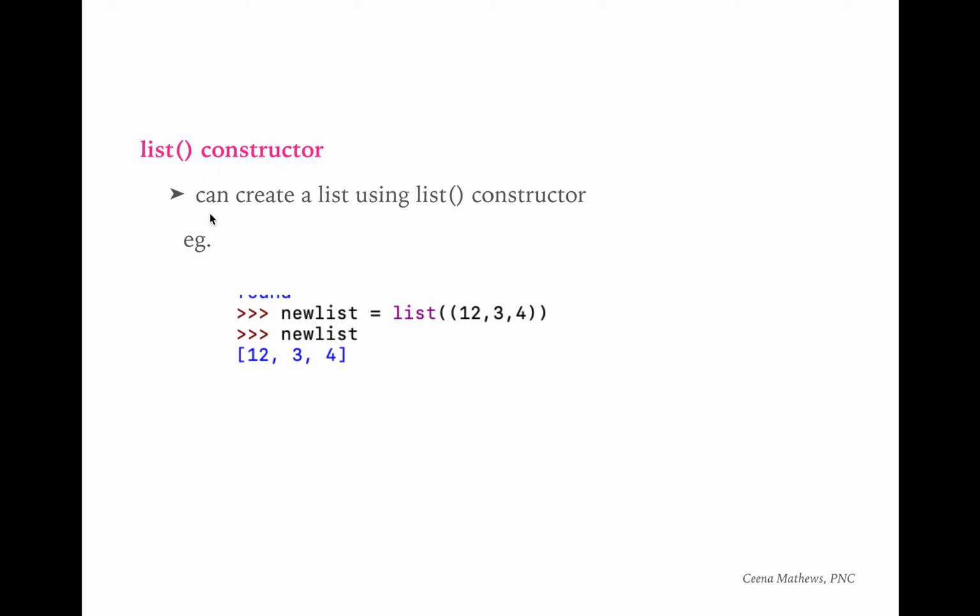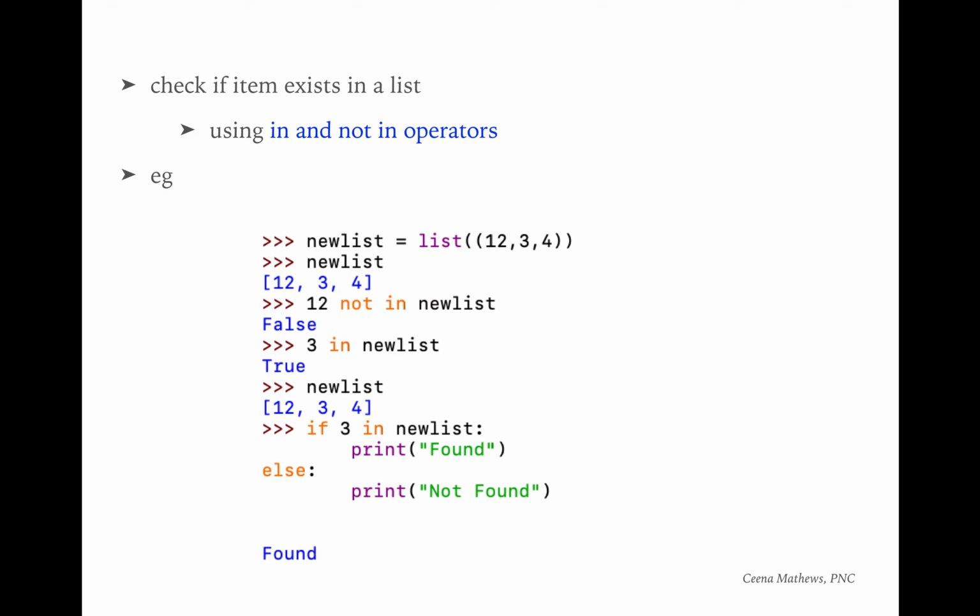Next is the list constructor. Using this list constructor, you can create a list, that is, you can create a list using list within two round brackets. You have to give the items, and when you display it, you can see the items displayed. The only thing you have to notice here is that you have to use two brackets for specifying the items. This way also you can create a list.